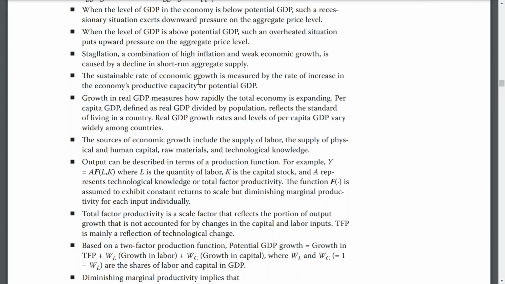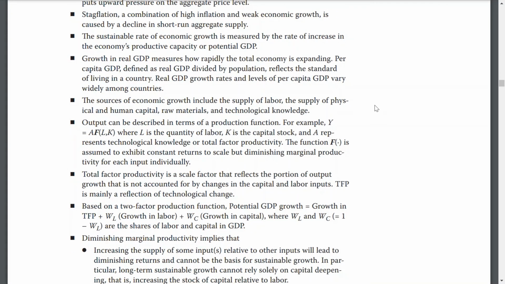The sustainable rate of economic growth is measured by the rate of increase in the economy's productive capacity, or potential GDP. Growth in real GDP measures how rapidly the total economy is expanding. Per capita GDP, defined as real GDP divided by population, reflects the standard of living in a country. Real GDP growth rates and levels of per capita GDP vary widely among countries.